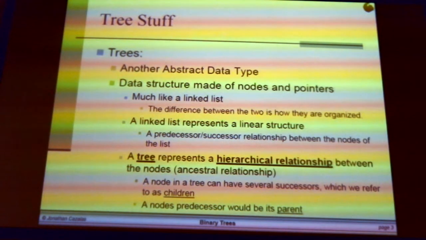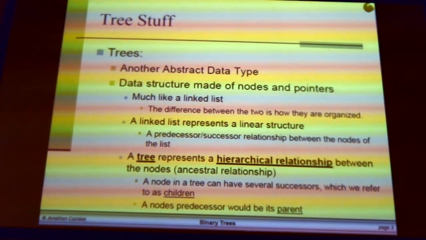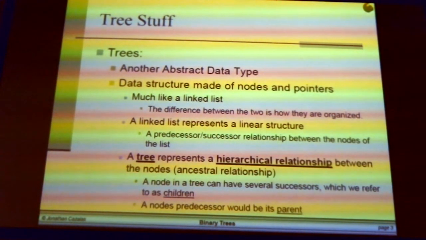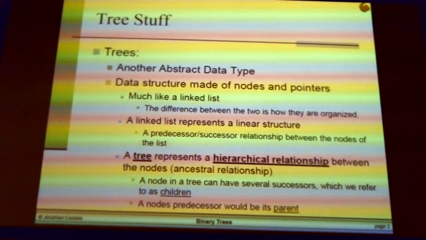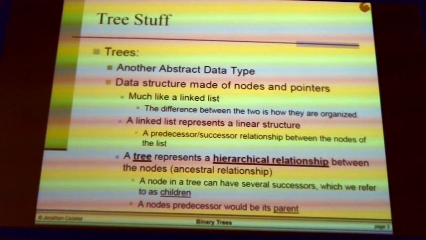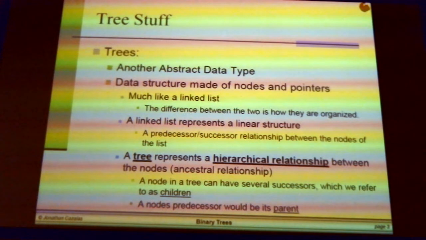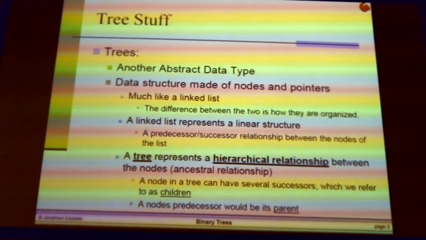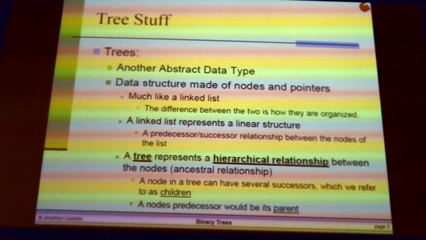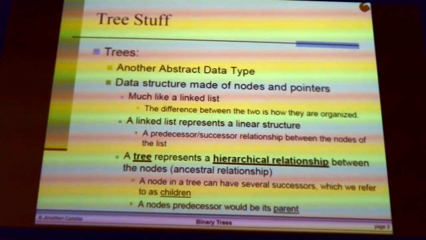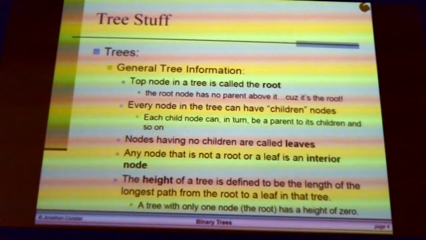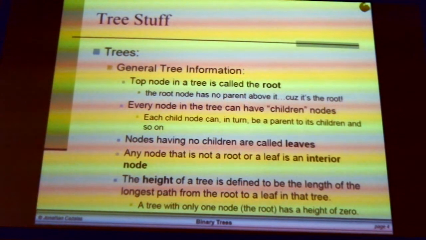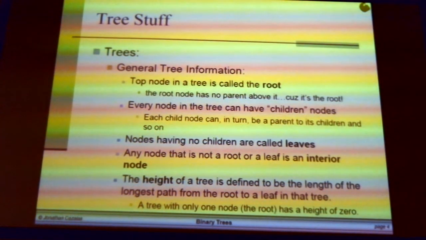With binary trees, we have a previous and a next, or a predecessor and a successor, whichever terminology you want to use. The tree itself is just a hierarchical relationship between all the different nodes. Your nodes can have numerous successors, which are children, and the predecessor is its parent. The very top node is called the root. Instead of using the word head, we would use root for that very first node.